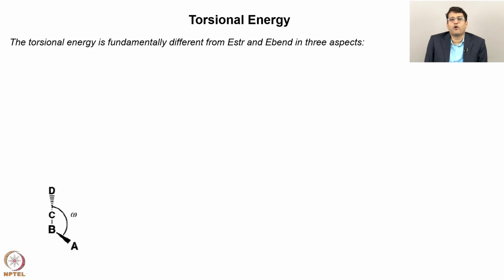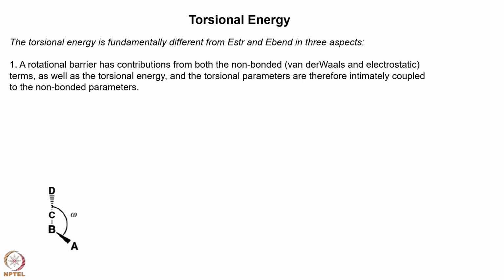Now, the third important thing is the torsional energy. The torsional energy is fundamentally different from E stretching and E bending in three aspects. The first one is that a rotational barrier has contributions both from non-bonded as well as torsional energy. So, the torsional parameters are coupled to the non-bonded parameters. In the case of stretching and bending, it only depends upon the stretching mode or the bending mode. It does not have any coupling with the non-bonded terms, but this will not be the case with torsional.